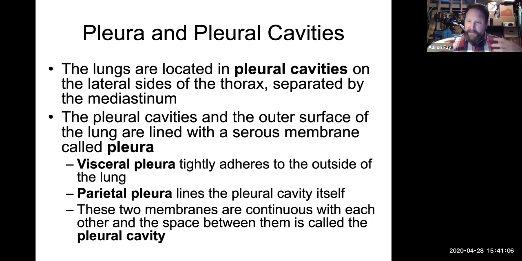So if you remember, the lungs are inside the thoracic cavity, right? The central part of the thoracic cavity is called the mediastinum, and the lungs are on either side of that.